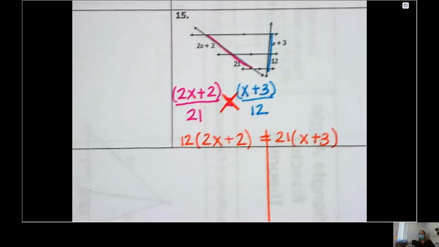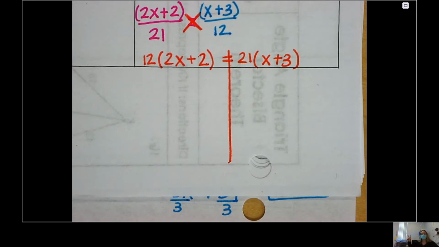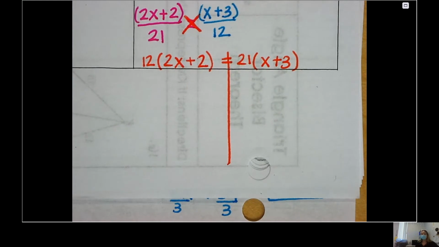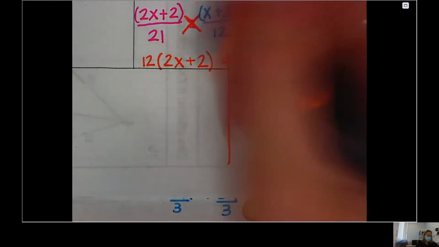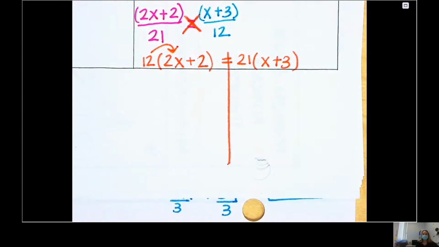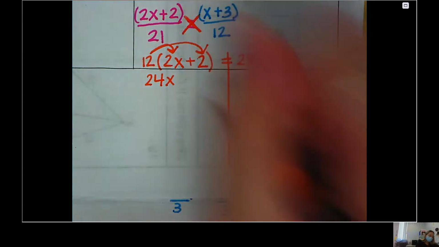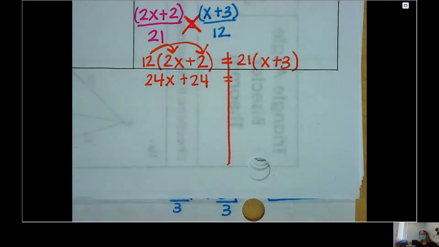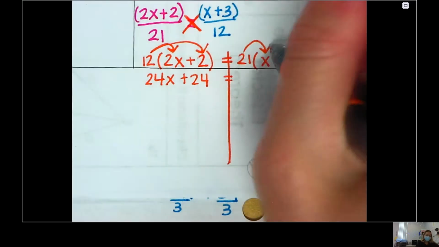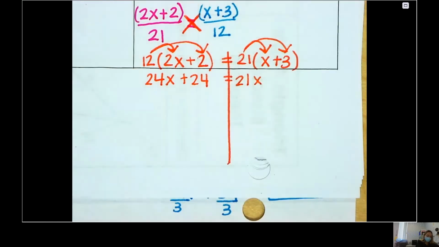And the only reason that it's a little bit harder is just because you have to make sure you distribute, and you're going to have to distribute twice, right, on both sides whenever you see the parentheses. So I'm going to take this 12, I'm going to multiply it times everything in the parentheses. What's 12 times 2x? What's 12 times 2? 24. Now I'm going to do the same on the right. What's 21 times x? 21x. And what's 21 times 3?